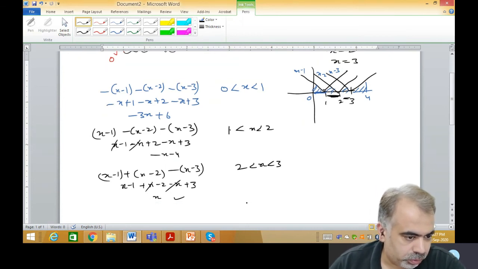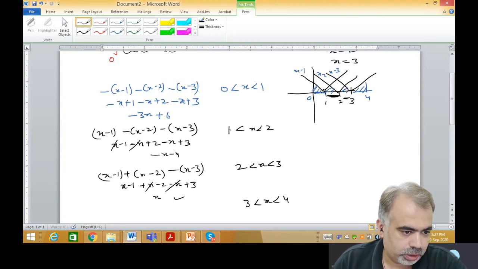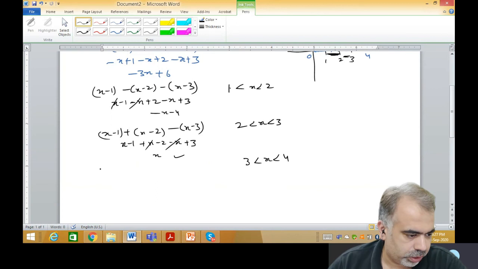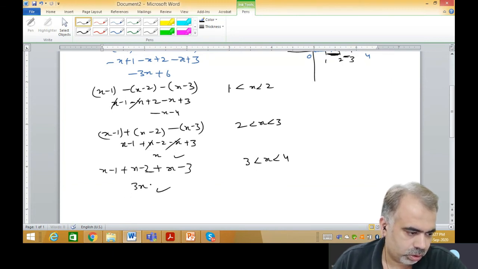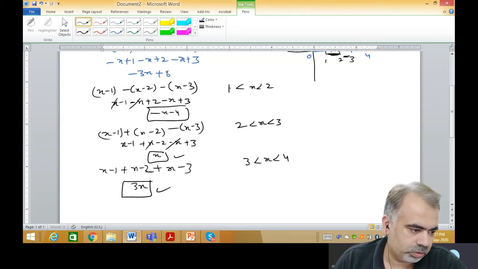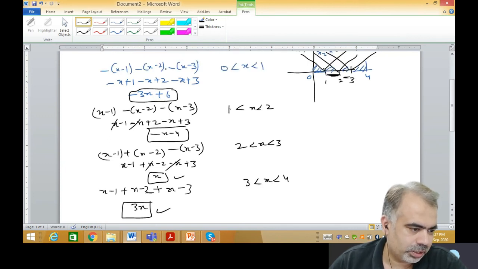So let me quickly move towards the last one, 3 to 4, because the 3 to 4 region is right side of all. So all the terms we have to take positive, like x minus 1 plus x minus 2 plus x minus 3. So your function will very quickly be 3x, and the constants cancel out, so 3x only is this function. So now we have come up with these 4 functions. Now I think you understand what you have to do next.